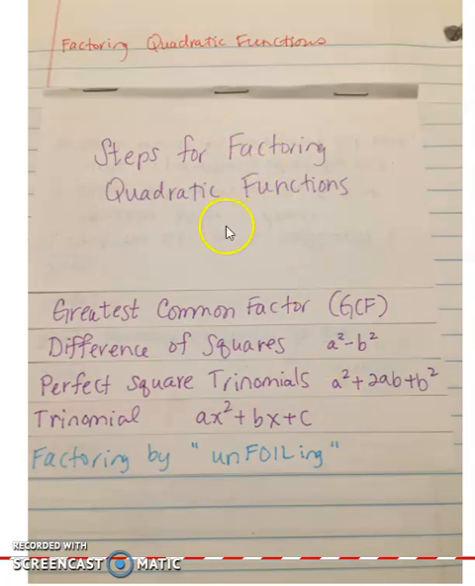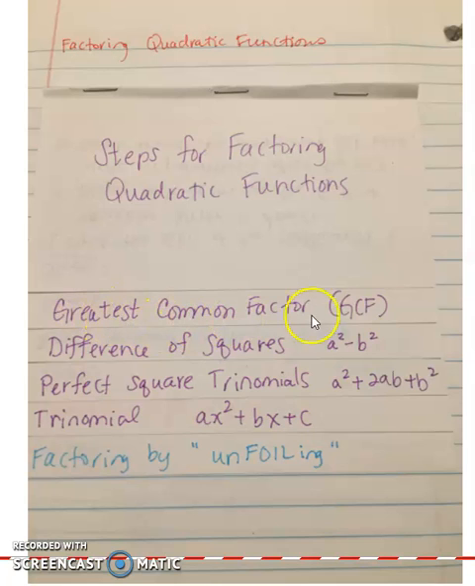So I've put all of the different methods here, and this is what the front of your foldable needs to look like once you have it created. If you need to pause at this point, go ahead and do so to put these titles for your tabs. The title of this is Steps for Factoring Quadratic Functions. We have some techniques here.